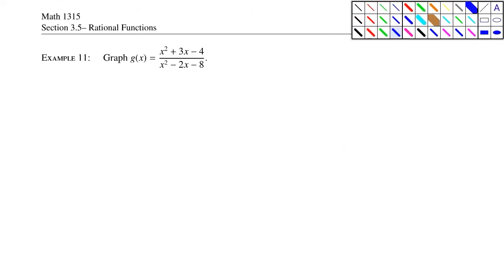Let's look at example 11. Graph g of x is equal to x squared plus 3x minus 4 over x squared minus 2x minus 8. So our first step is to find the x-intercepts. The x-intercepts are when the function is equal to 0, but the shortcut trick we can use here is just set the numerator equal to 0.